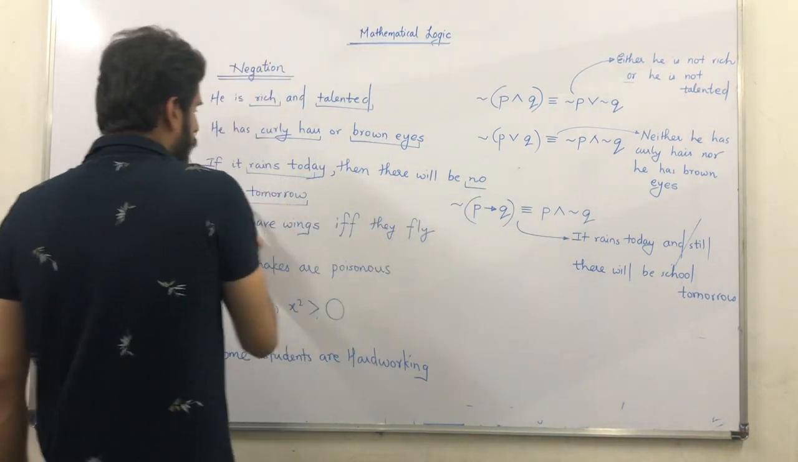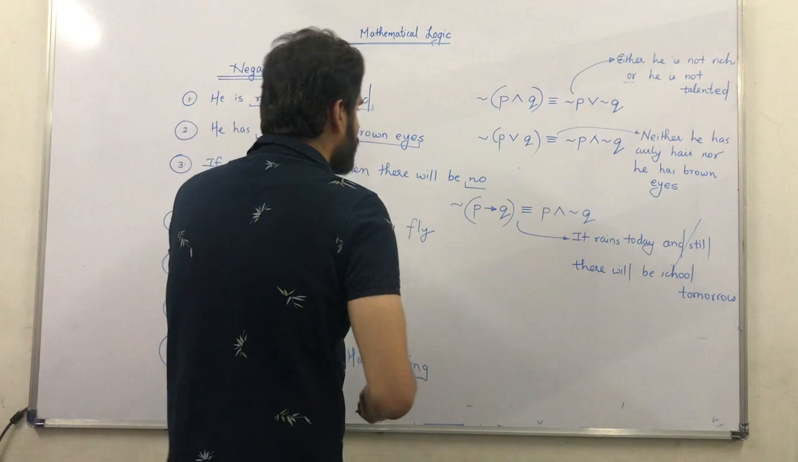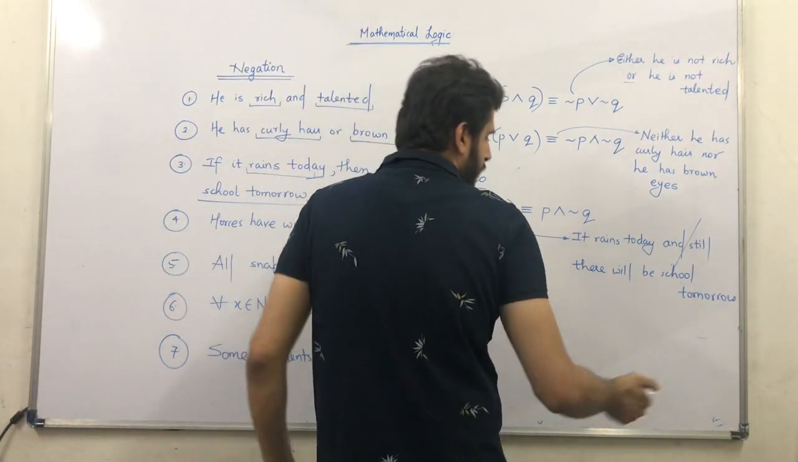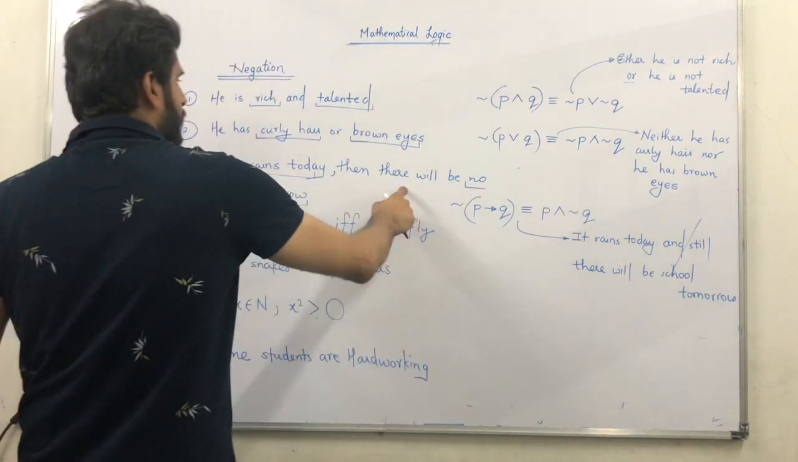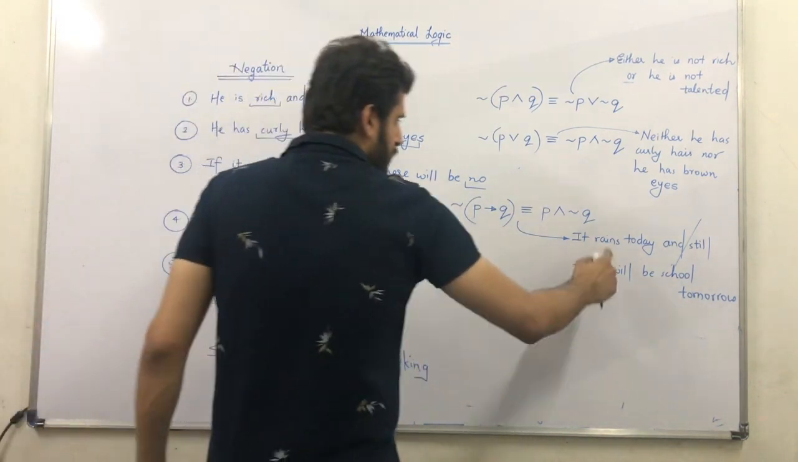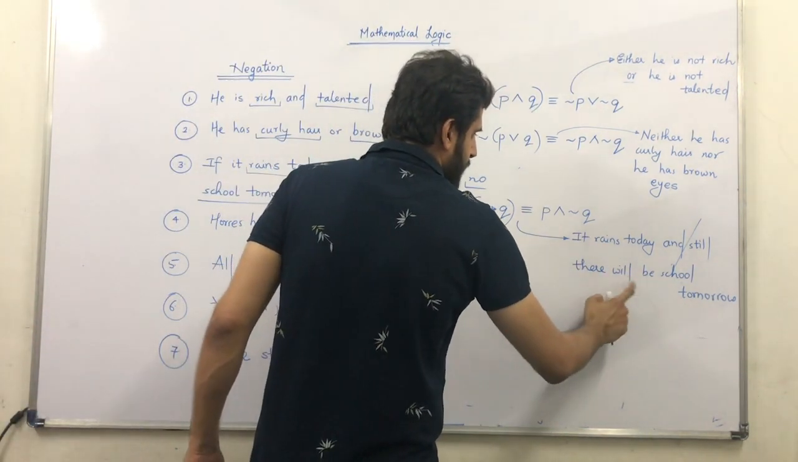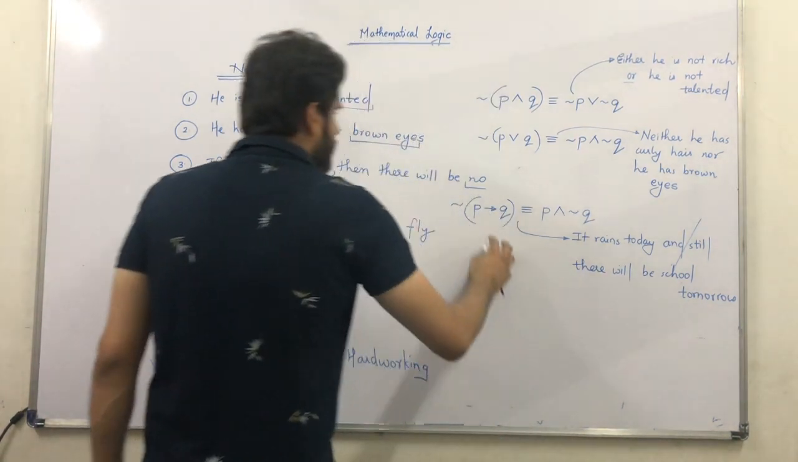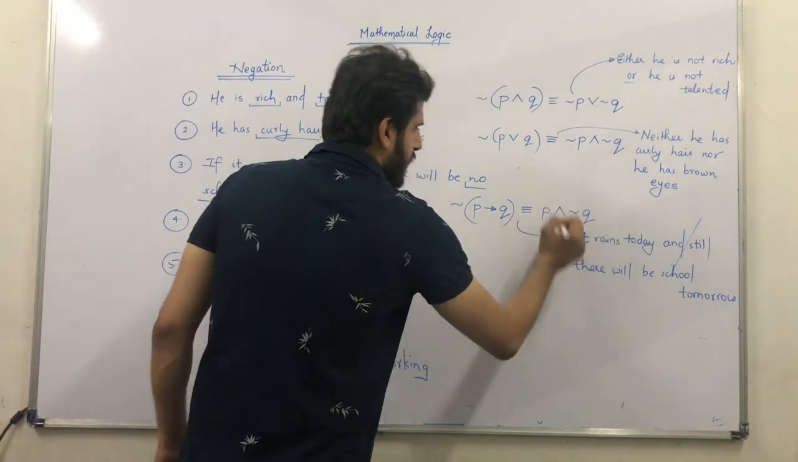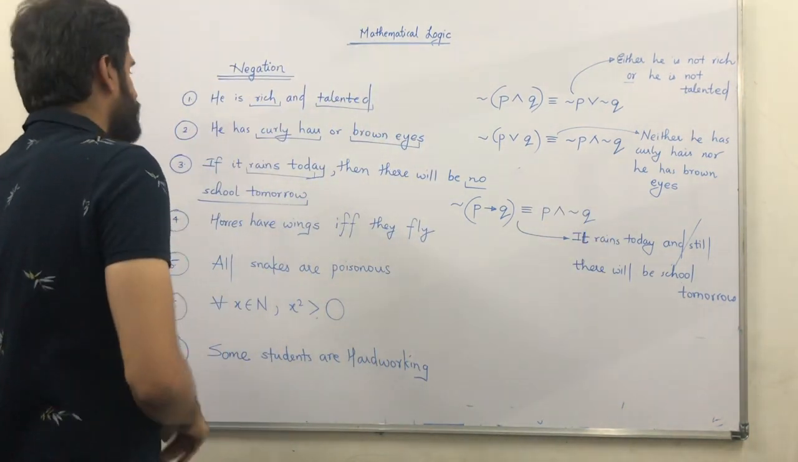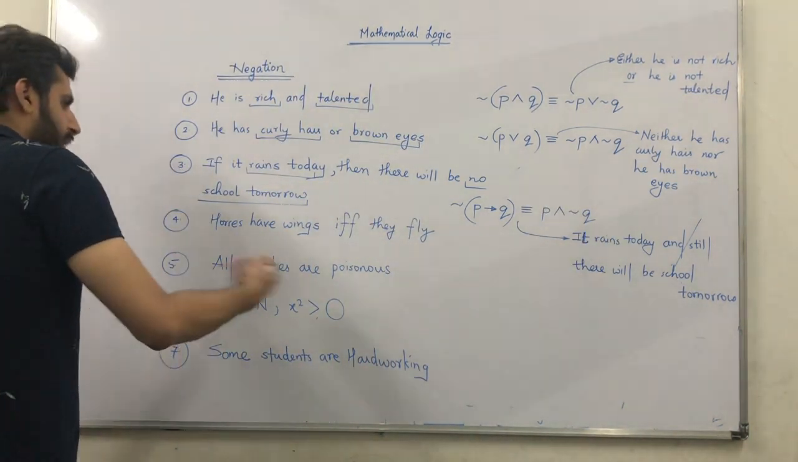You should note here that in the original statement there was no, and Q was the statement no school tomorrow. So negation Q will be the statement, negation of negation, there will be school tomorrow. Q is the statement there will be no school tomorrow. Negation Q will be the statement that there will be school tomorrow. So it rains today, and there will be school tomorrow. Still there will be school tomorrow.